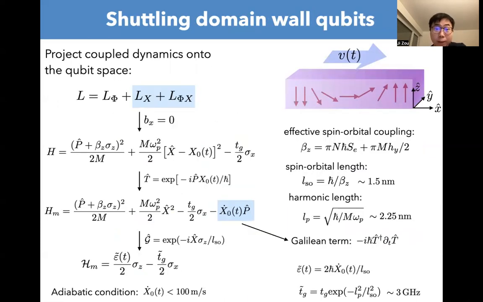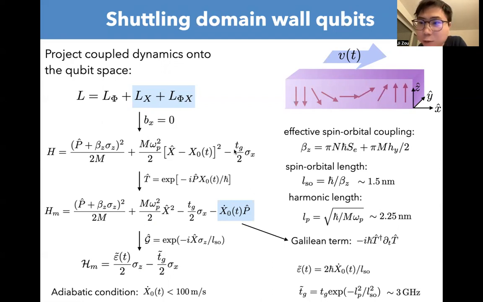Okay, now let us consider the total dynamics, the whole dynamics. So we have this azimuth angle phi, and we also have the spatial degrees of freedom and their coupling. In this case, for simplicity, we assume Bx equals 0. So there is no applied magnetic field in the x direction along the racetrack. So we can project the dynamics of the azimuth angle phi onto the qubit subspace. In this case, we only get this tunneling process, sigma x, with the tunneling rate Tj.